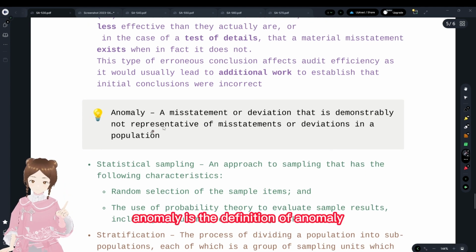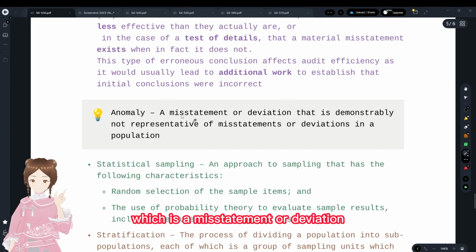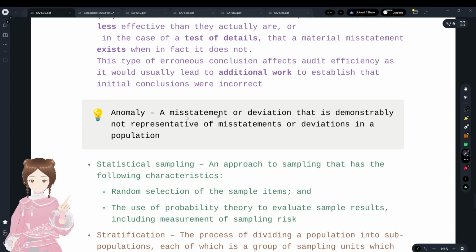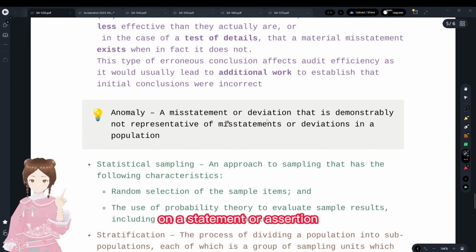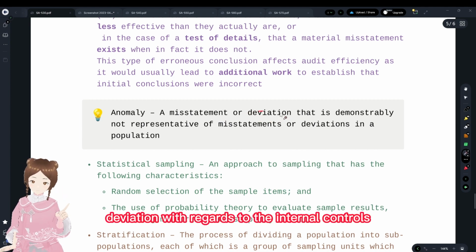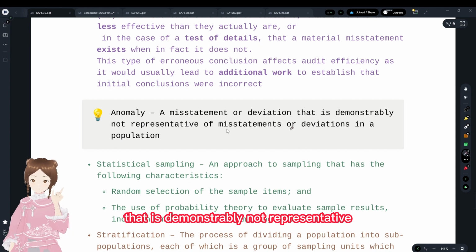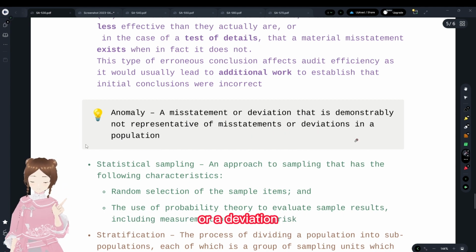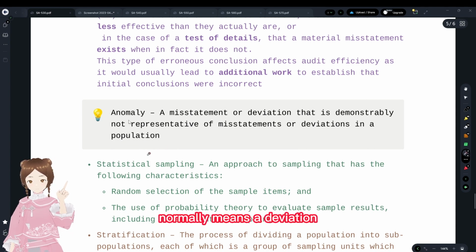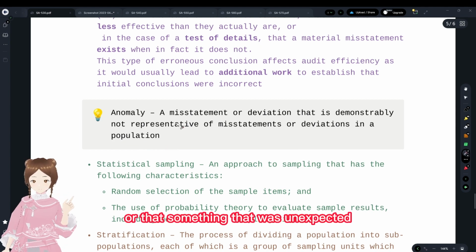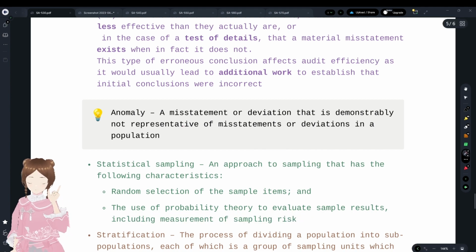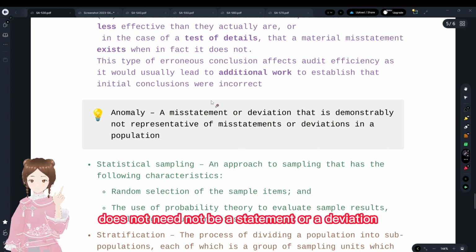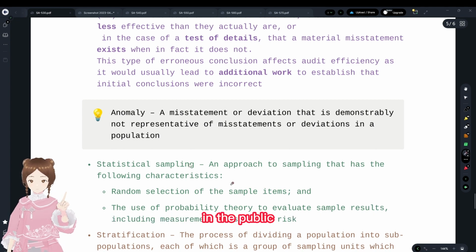And anomaly is the definition of anomaly, which is a misstatement or deviation. Misstatement with regard to financial information on a statement or assertion. Deviation with regard to the internal controls, that is demonstrably not representative of misstatements or deviations in a population. Normally it means something that was unexpected while auditing samples, which need not be a misstatement or a deviation in the population.